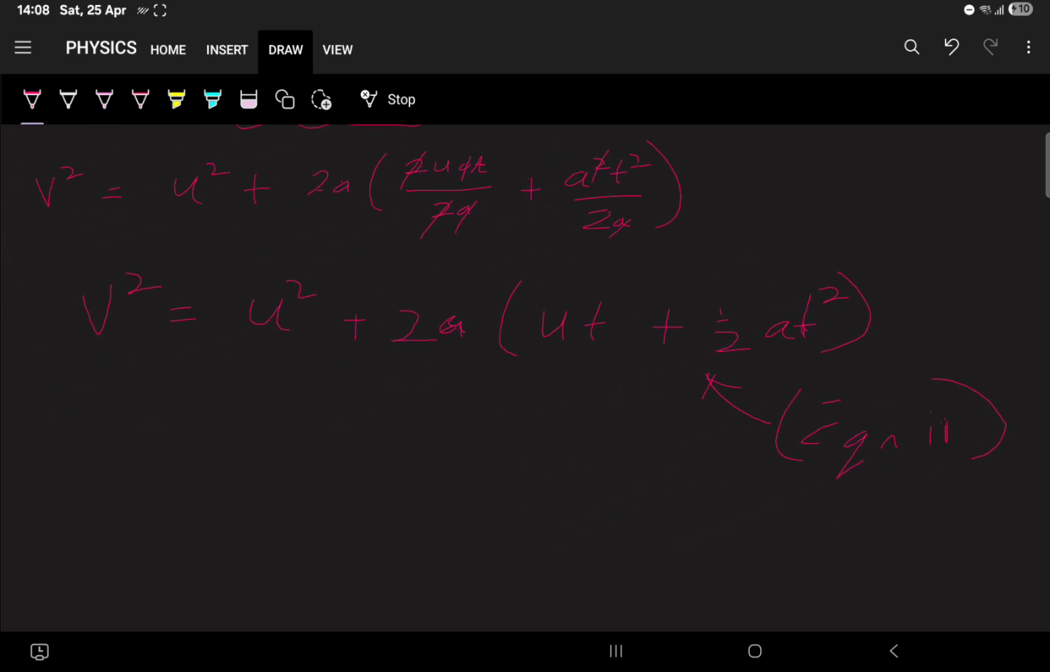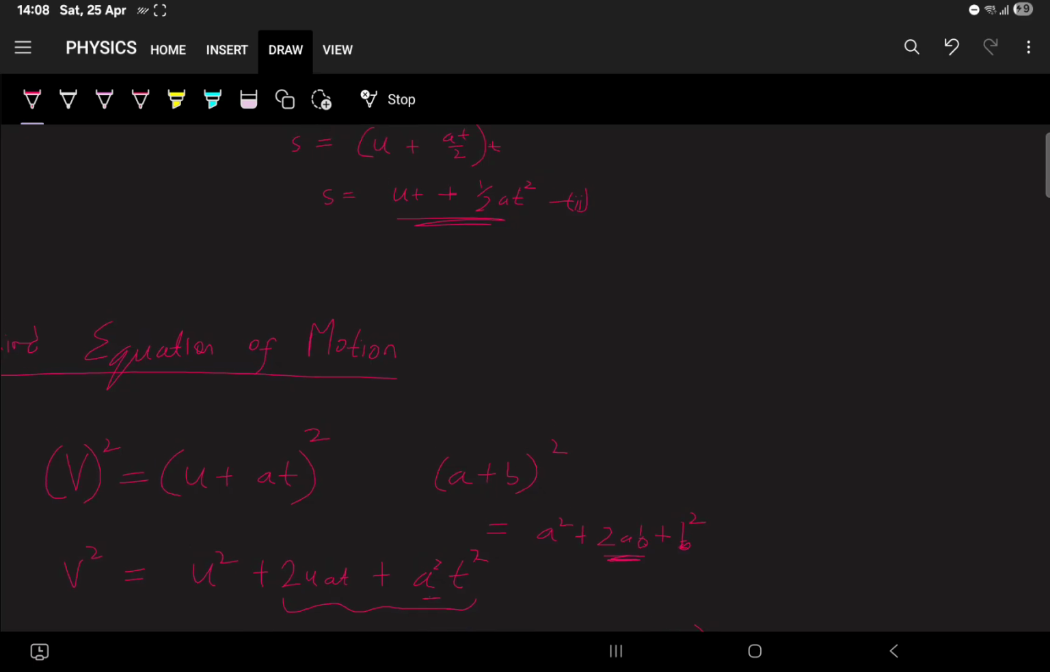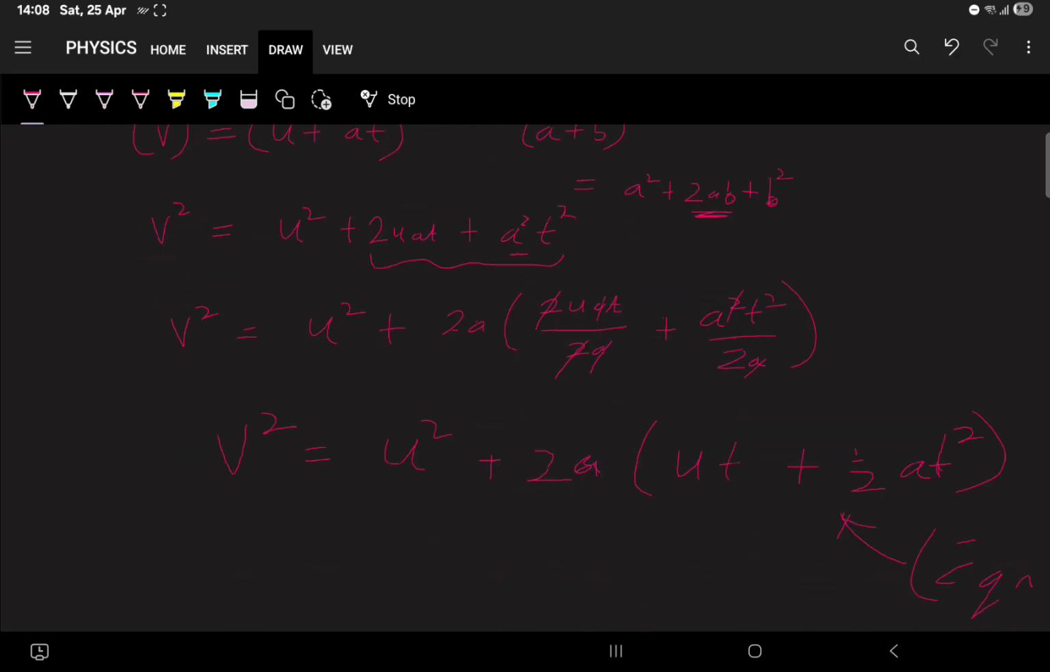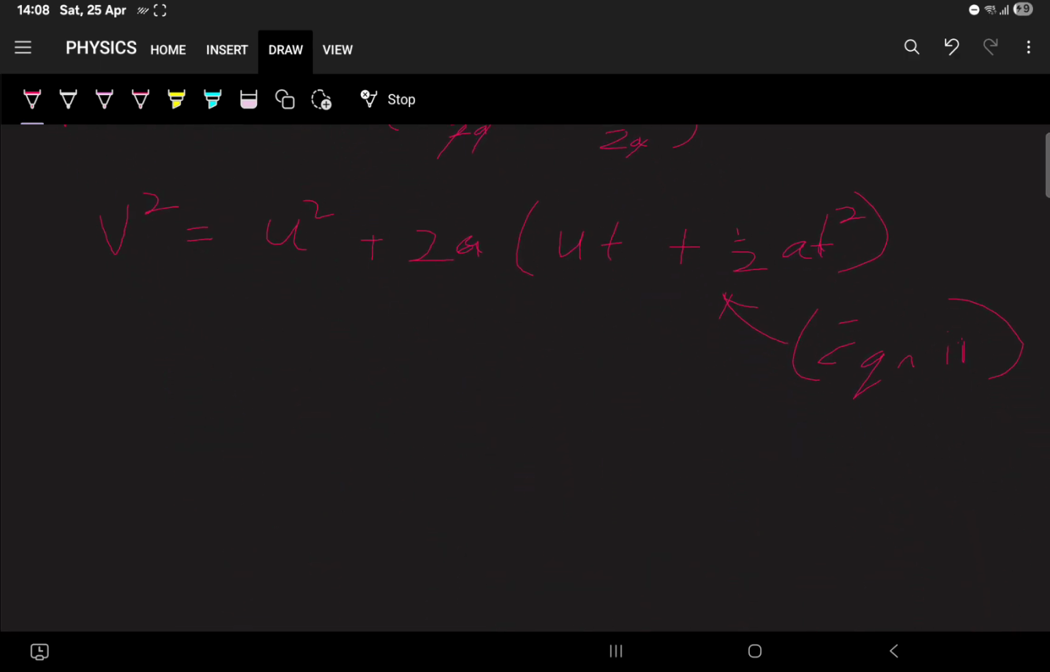Now if you recall from equation 2, s is equal to ut plus 1 over 2 at squared, and so also we have ut plus 1 over 2 at squared, which means this equals s. Therefore v squared equals u squared plus 2as, and this is our third equation of motion.